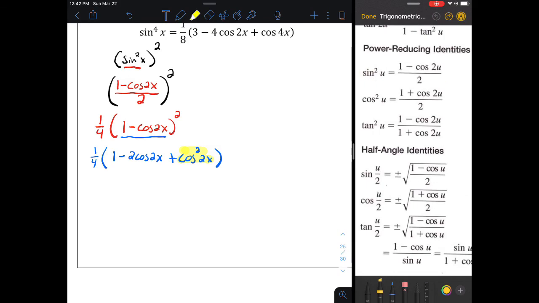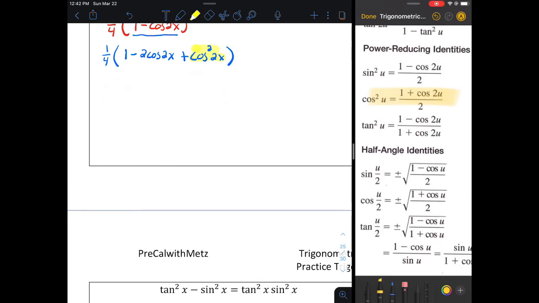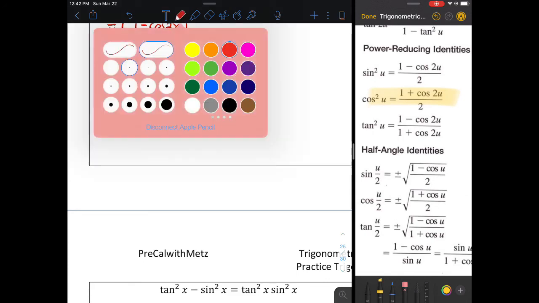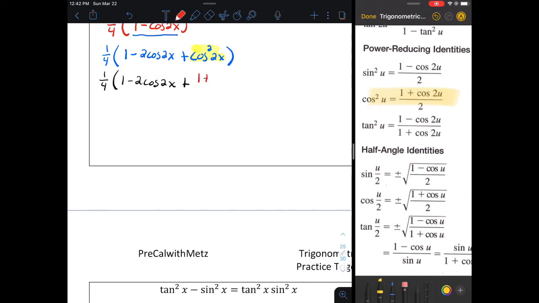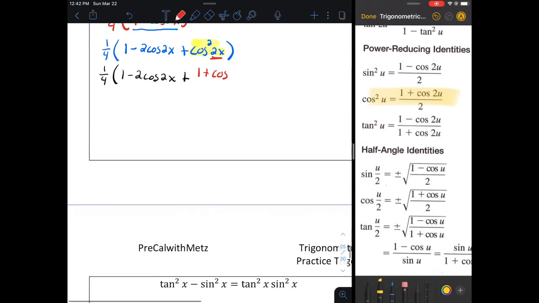The power reducing identity for cosine squared can be rewritten as 1 plus cosine of the double angle divided by 2, and so I'm going to use that. So it'll be 1/4 times 1 minus 2 cosine of 2x plus, and now I'm going to put my identity in here, so it'd be 1 plus cosine of, now it was already 2x inside of here, so I have to double that angle, so it becomes cosine of 4x divided by 2.